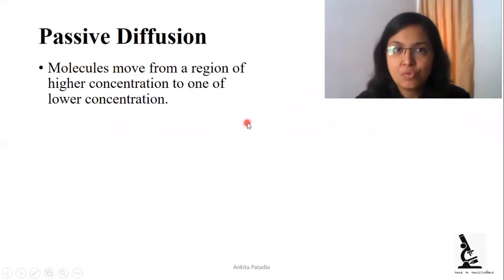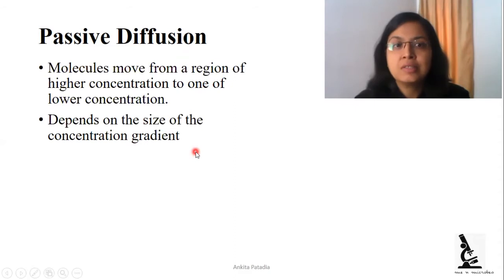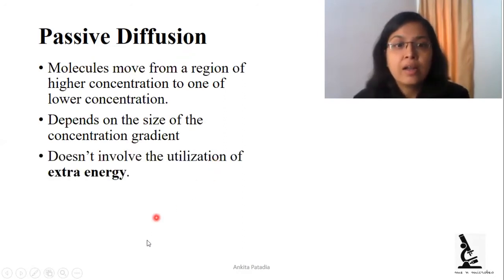We have now understood what diffusion is. In passive diffusion, molecules move from a region of higher concentration to one of lower concentration. It occurs in the concentration gradient direction, and it depends on the size of the concentration gradient, as we have discussed, from higher to lower. It does not utilize any form of energy for the diffusion, so it is not consuming any energy for the transport of that molecule.